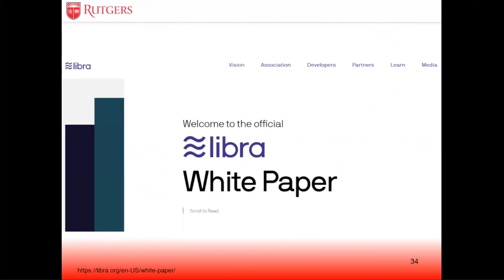I strongly recommend you download and read this Libra white paper after the class. I attached the URL here, or you can just Google Libra white paper. Actually, it's already version 2 for this year. Last year in the same course I presented this Libra project. It was a brand new project, and the white paper at that time was version 1. It has some revisions after this one year.